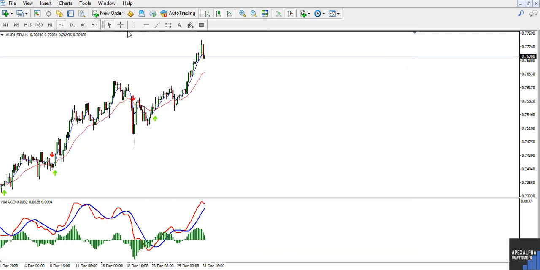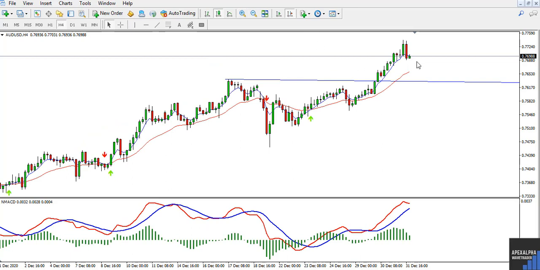So looking at this now, I'm going to draw a line here to signify the last area of resistance now made support. So you can see here on the 4-hour time frame, we have railway tracks here, which is also a reversal pattern, okay, or rather a reversal candle. So I'm expecting a slight pullback here.